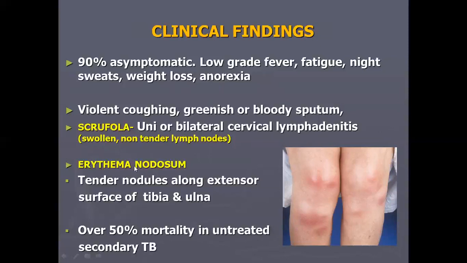Then you may see erythema nodosum. These are tender nodules along the extensor surface of the tibia and ulna, and you can see the redness and ulcerated areas. There are some types of lesions present on the surface of the tibia and ulna, and there is 40% mortality if you do not treat this kind of tuberculosis. This was all about the generalized clinical signs and symptoms. We will enter into the extrapulmonary tuberculosis of the various organs of the body next time. Thank you very much.